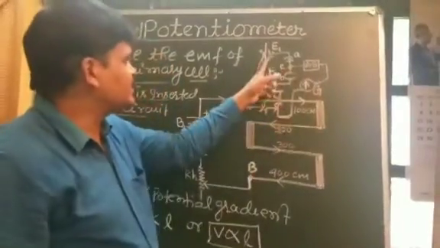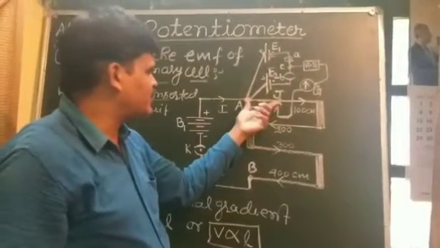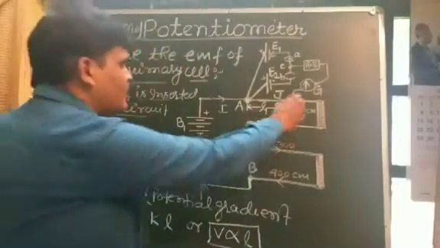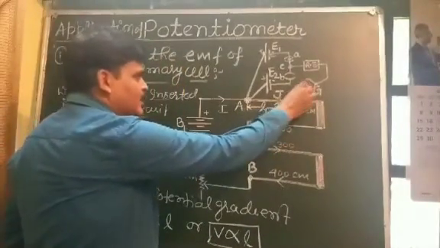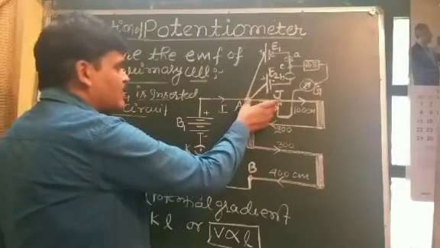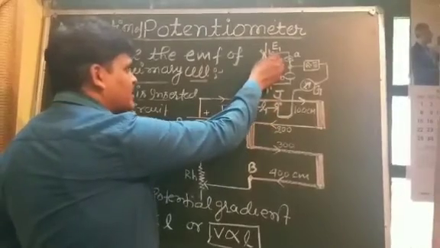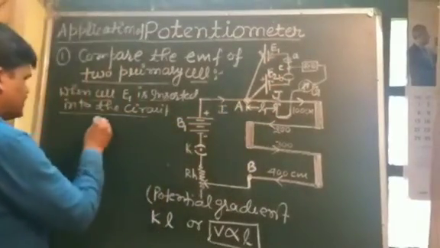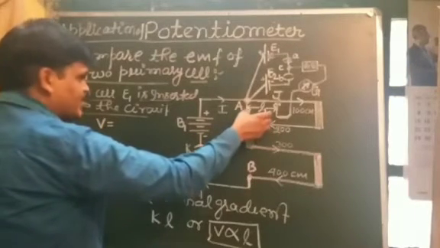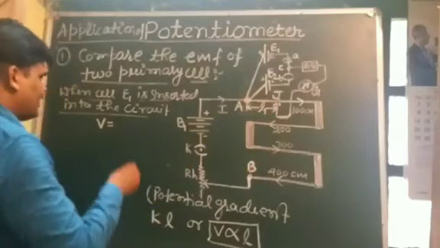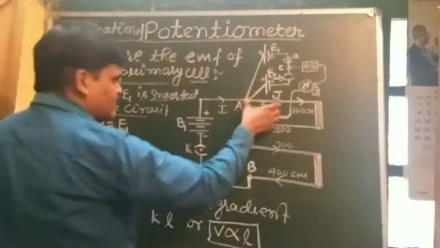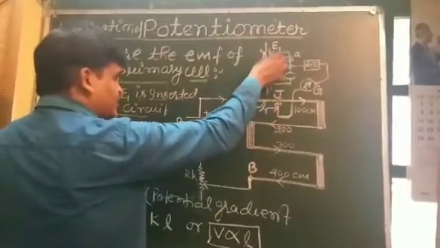It means this is the EMF of the cell, which is equal to the potential drop across the length of the wire between points A and J. So when no deflection takes place in the galvanometer, the potential difference across the L1 length of the wire is equal to the EMF of the cell. So we can say that the potential difference across length AJ, that is V, is equal to E1.